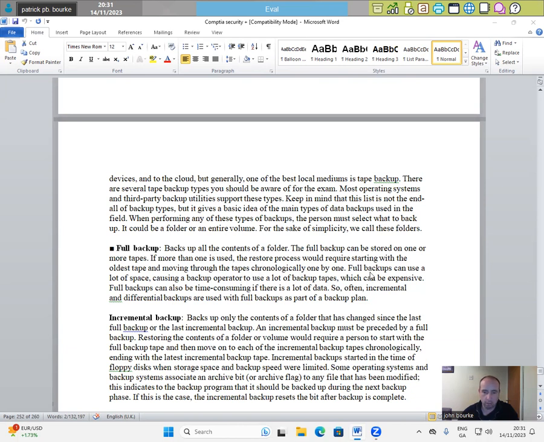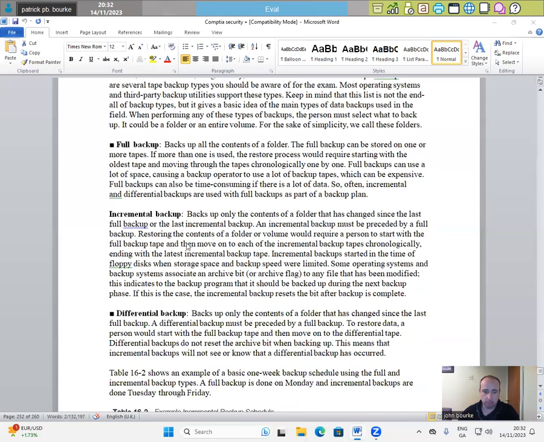chronologically one by one. Full backups can use a lot of space, causing a backup operator to use a lot of backup tapes, which can be expensive. Full backups can also be time consuming if there's a lot of data. So often incremental and differential backups are used with full backups as part of a backup plan.